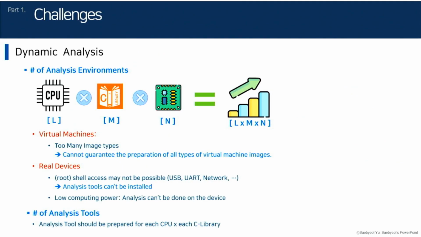The diversity of Linux and Linux malware poses significant challenges in dynamic malware analysis. Runtime environments for dynamic analysis encompass a wide range of factors, including CPUs, C libraries, and hardware architectures. This results in an extensive variety of execution environments. Creating virtual images to cover all possible combinations is nearly impractical. Using real devices comes with its own limitations.